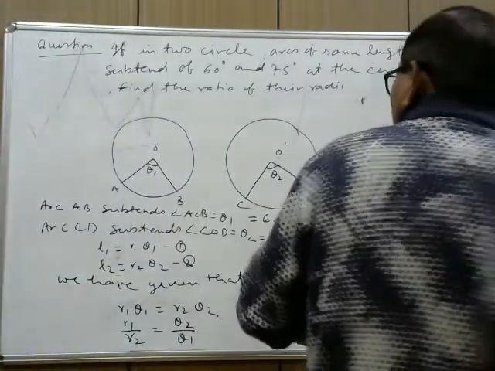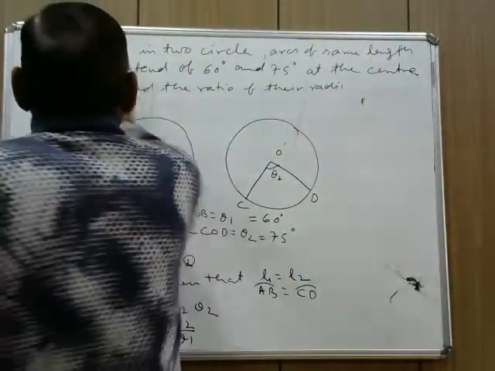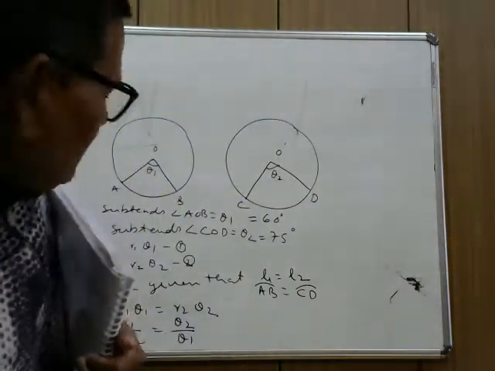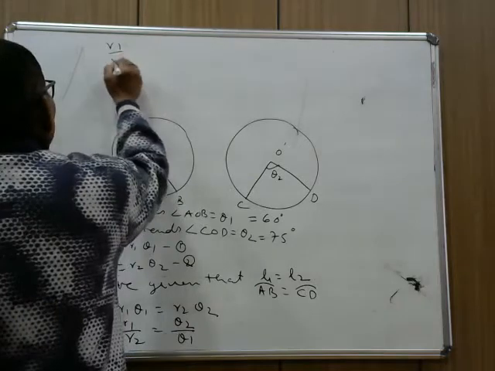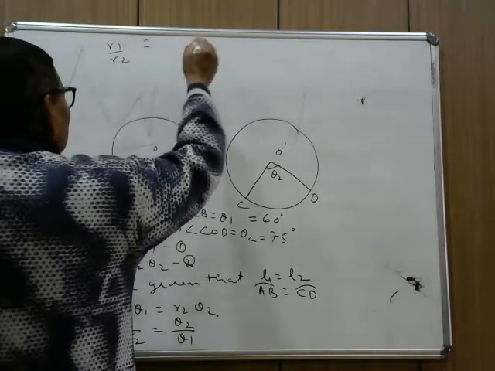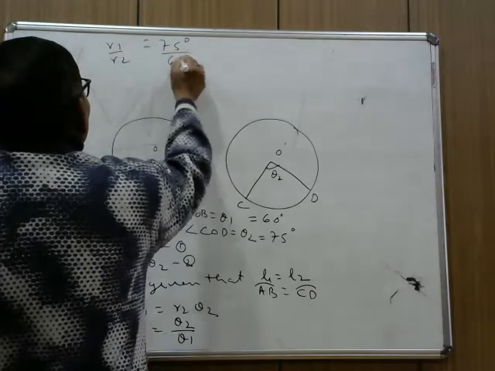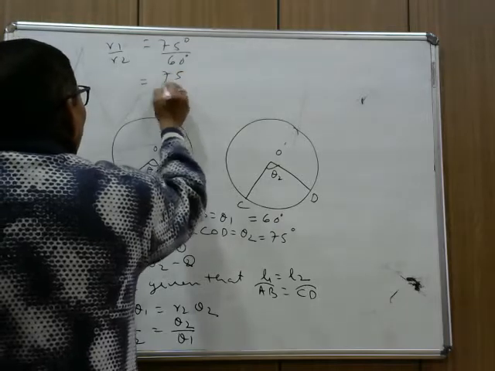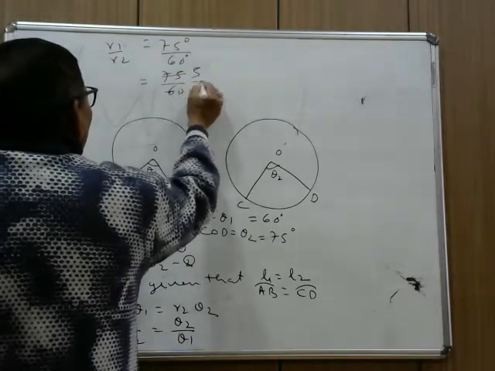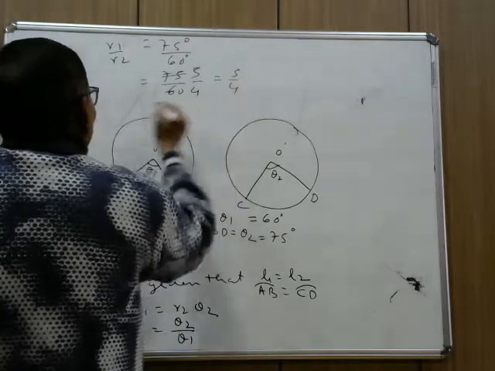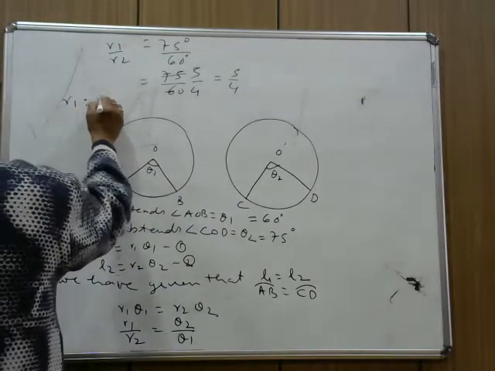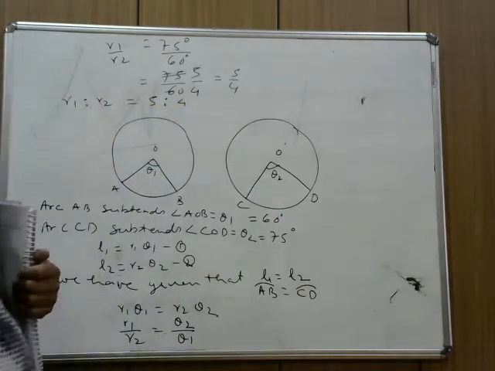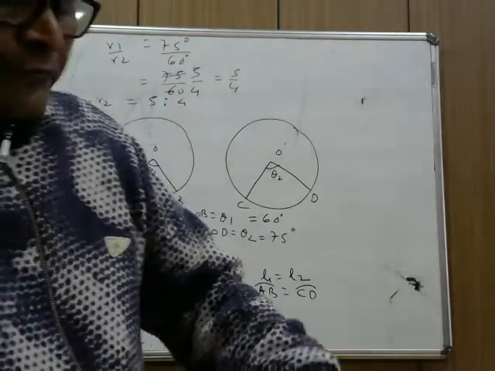And in this way, you can find R1 by R2 is equal to theta 2, which is 75 degrees, divided by 60 degrees, that is the ratio. Therefore the degree unit is cancelled. It is simply 75 by 60. 15 fives are 75, 15 fours are 60, that is 5:4. So R1 is to R2 equal to 5:4. The ratio of their radii is 5:4.